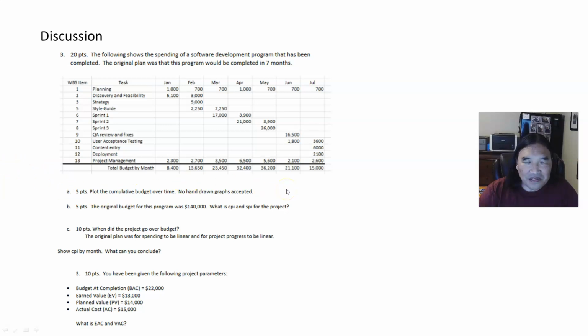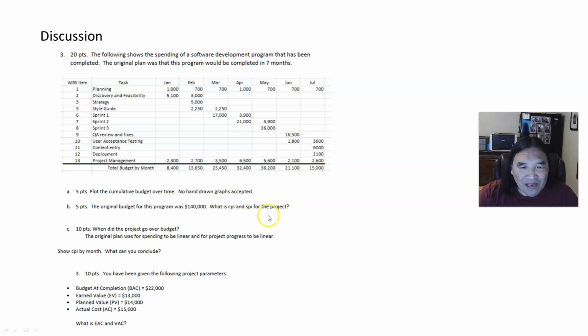And what does Dr. Cho always say? Maintain your discipline. What does cumulative budget mean? Cumulative budget means the total budget you've spent up to that date. So the first month, January, the cumulative budget is $8,400. February, the cumulative budget is $22,050. March, the cumulative budget is you add all these three together. April, you add these four together, and so on and so forth. And so you would put this on a curve. The original budget was $140,000. What are CPI and SPI for the project?